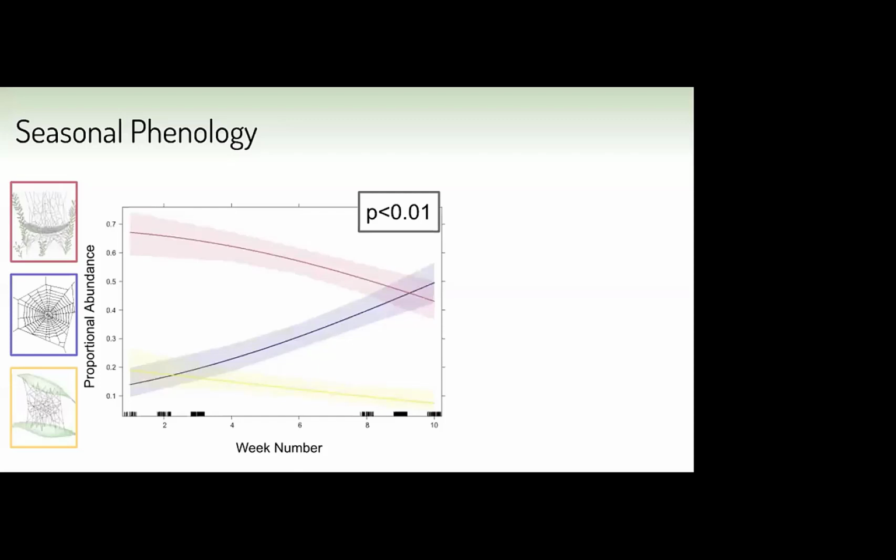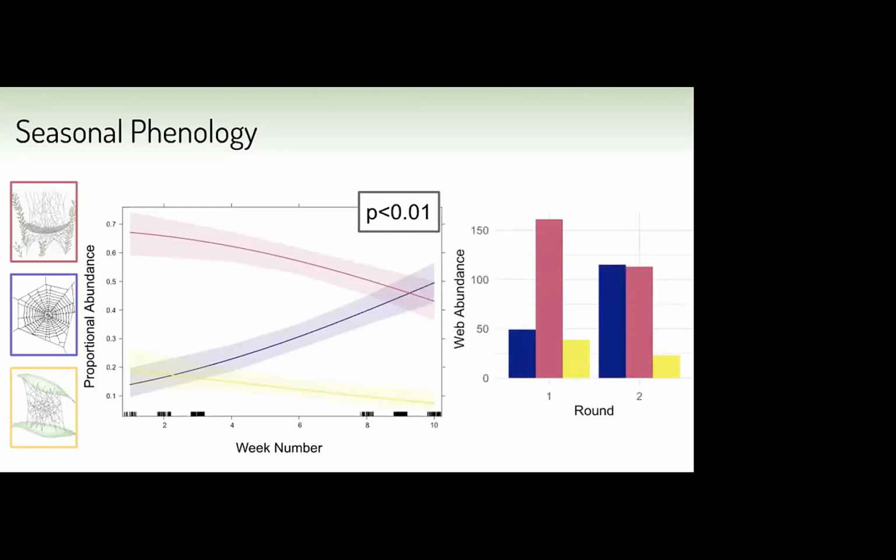So again, with this model, we see that the 3 web types did differ significantly in their response to week number, with orb webs increasing throughout our sampling period and sheet and tangle webs decreasing with week number. So this suggests that seasonal phenology had a significant impact on the proportional composition of the 3 web types. And the trends that were predicted by my model actually did match with the absolute abundance data that we collected as well.